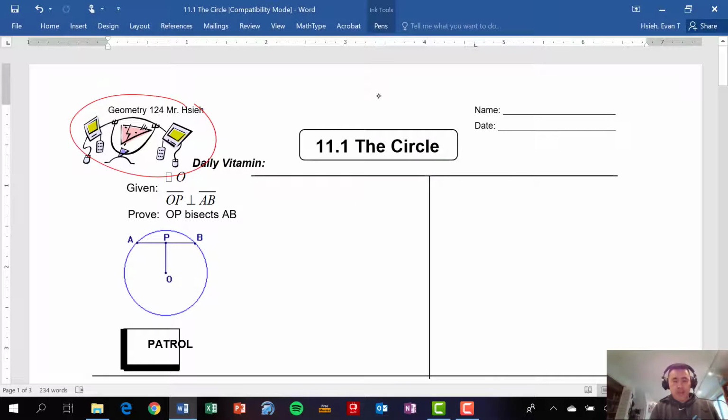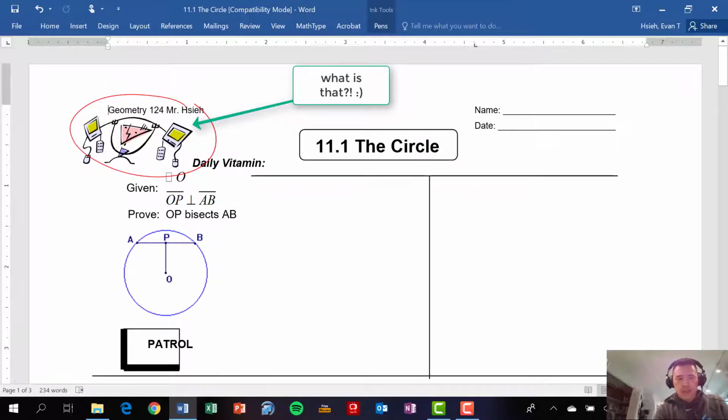Not even sure what that is exactly. But we start off here with a proof. And I know I said proof went away, but we're just basically proving the first theorem here. In this theorem, we're basically given perpendicular. We have to draw in some radii, which makes sense.